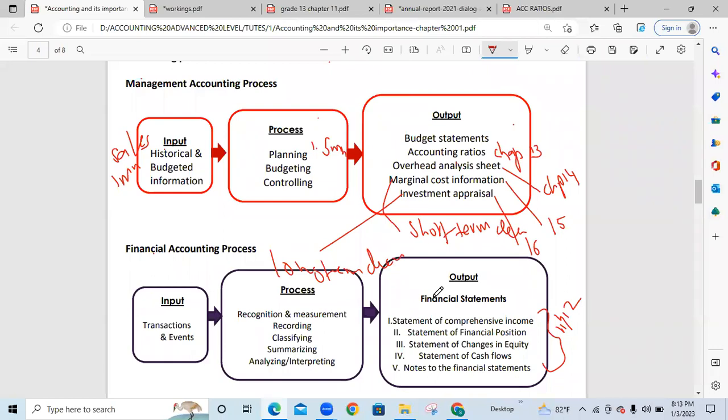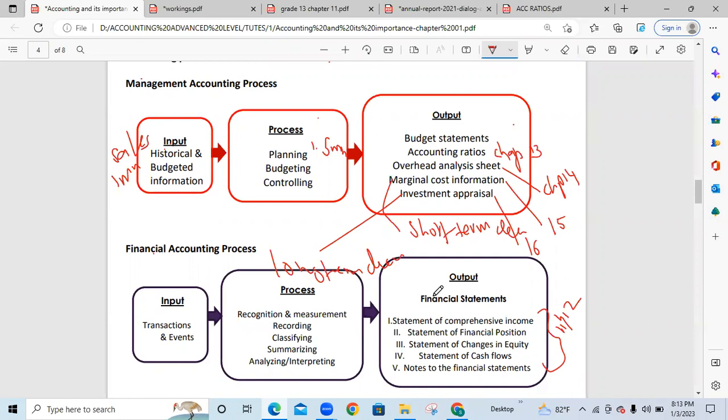For example, what are the products you are going to produce? Okay, short-term, which is very less than 12 months. Or what is the price you are going to charge? So these are short-term because it keeps on changing.